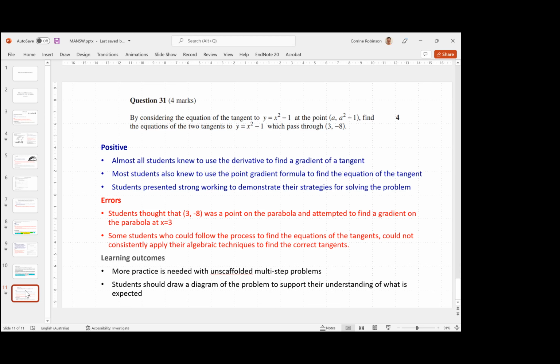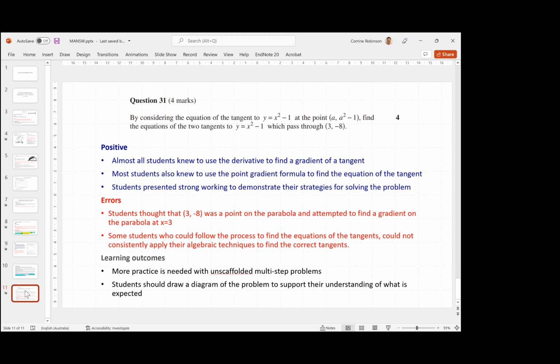So common errors for this one: students were a bit confused by the provision of the 2 points, a squared minus 1, and then 3 minus 8. So they assumed that 3 minus 8 was a point on the parabola and then attempted to find the gradient on the parabola at x equals 3. Some students who could follow the whole process through to find the equations of the tangents didn't consistently apply their algebraic techniques to find correct tangents.